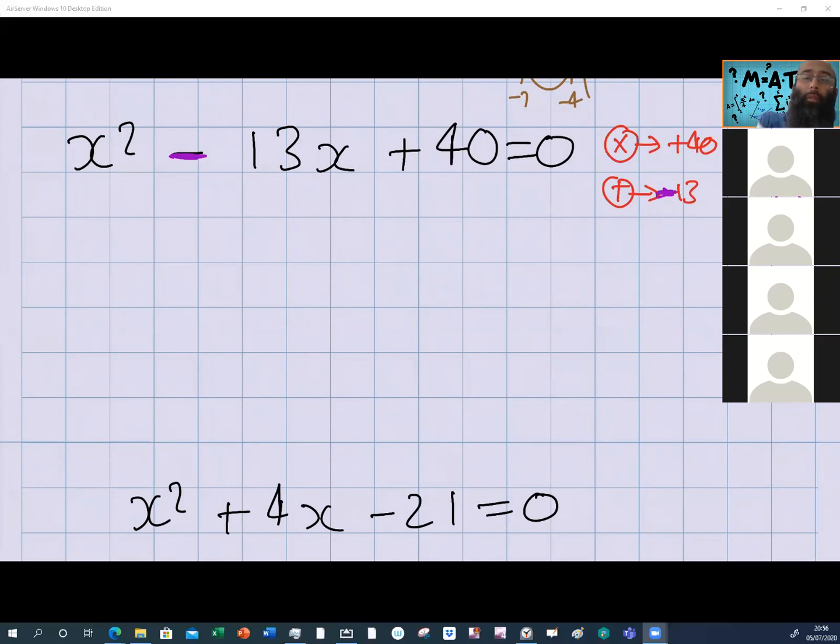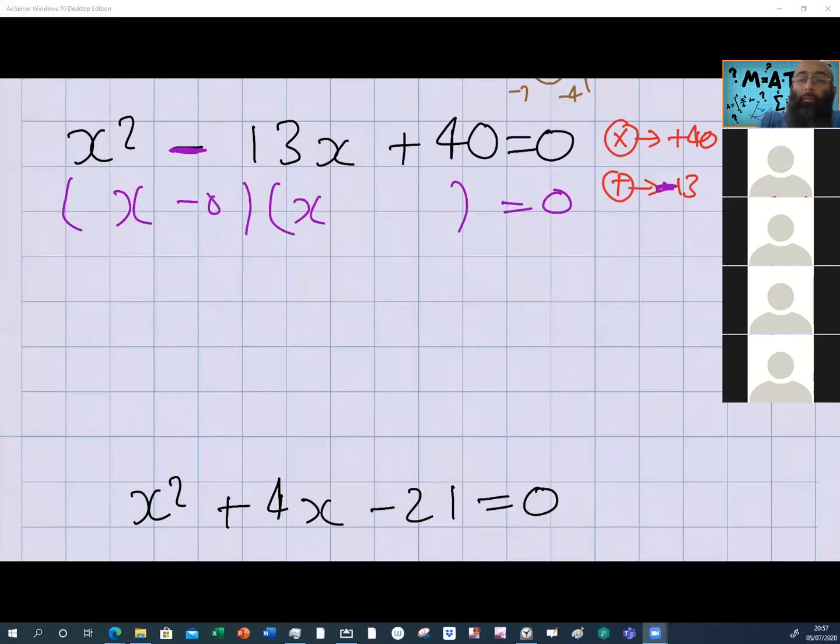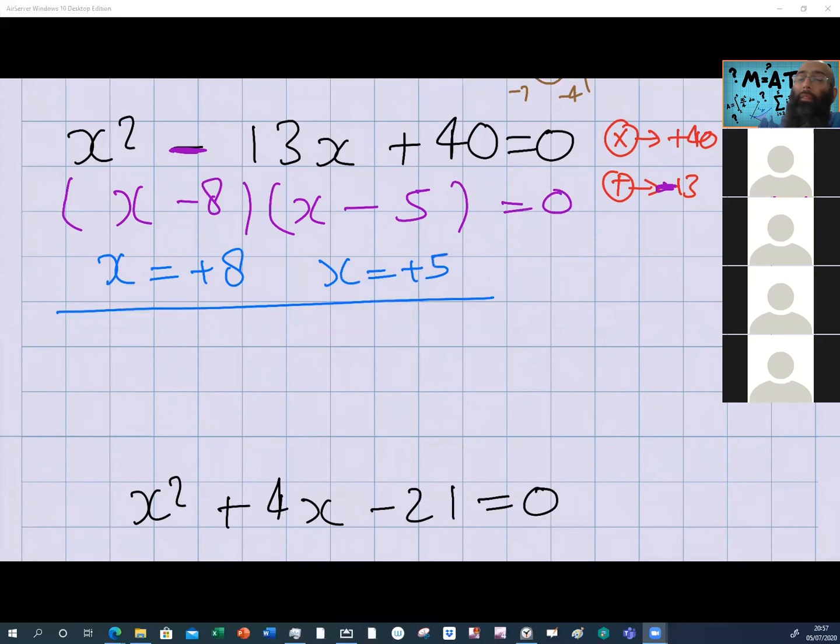Okay, so there we go. So, what goes in the brackets then? Minus 8 and minus 5. Beautiful. In any order, doesn't matter. And then plus 8, plus 5. Then the solution, if I was to do a quick sketch: this is where the plus 5 comes in, this is where the plus 8 comes in. It's probably wiggly. Y, X, done.